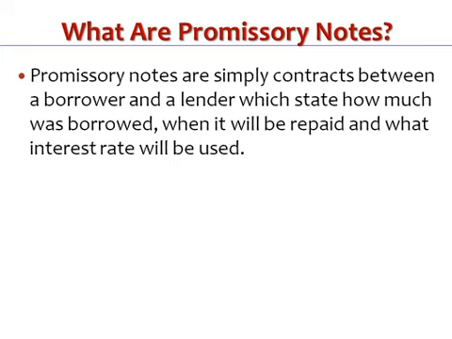What are promissory notes? Well, they're really just IOUs or contracts between a borrower and a lender, which state how much was borrowed, when it's going to be repaid, and what interest rate will be used. So the interesting thing about these is they say what's borrowed, not what's going to be paid back. So if we want to figure out what's going to be paid back, we're going to have to use the interest rate that they give us to work that out.